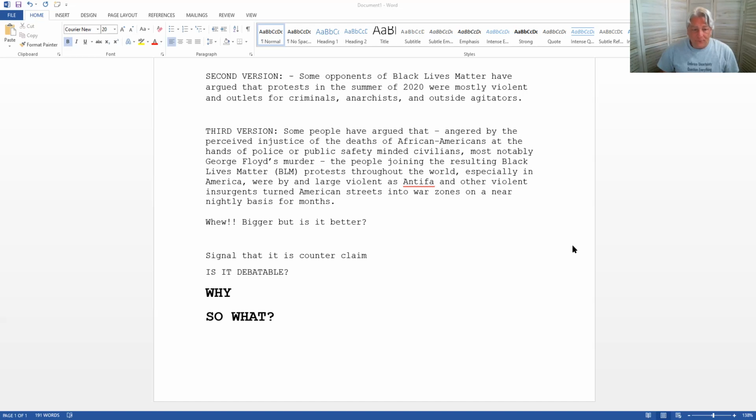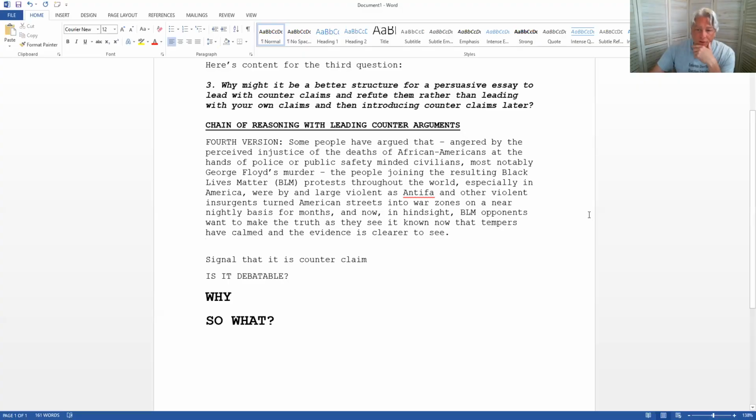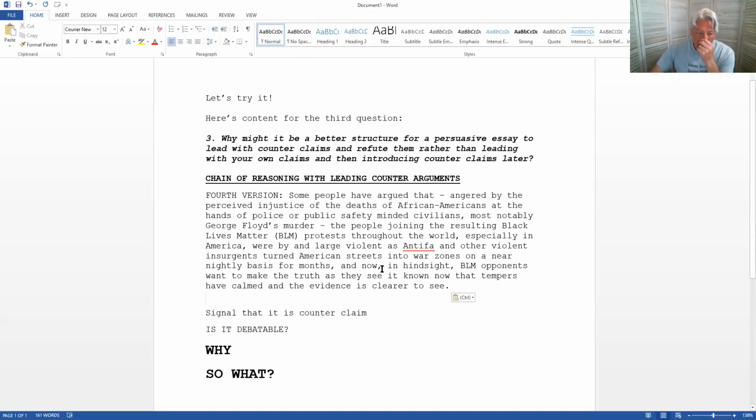Okay, so what? So does the claim have a so what? Is it arguing for what should change, and what should be done about this? No, it's actually not. Let's fix that. Okay, I move things around a little bit, but it works. So signal it's a counterclaim if you're leading with counterclaims. Is it debatable? Why? And so what? So we rewrite this. It's pretty much the exact same thing all the way through.